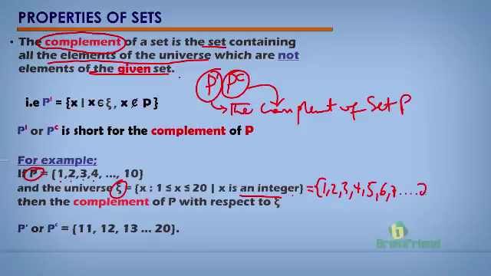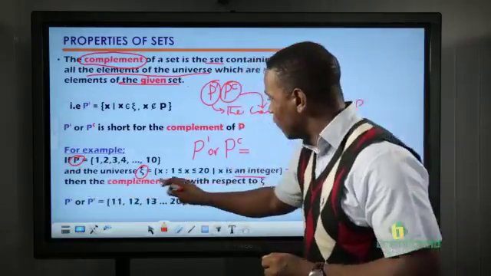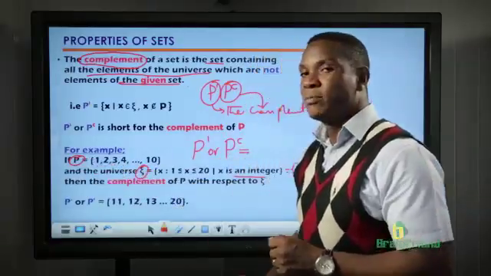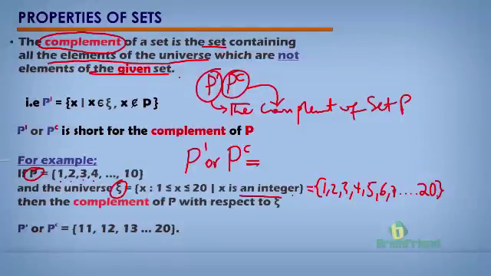7, up onto 20. The complement, therefore, of our set P, which is P prime or P to the power of small letter c, is the number of elements that are in the universe, which we've listed as 1, 2, 3, up onto 20, less the number of elements that are in our given set P. That is, again, the elements that are in our universal set, which we've already listed as 1, 2, 3, and count up onto 20, that are not in our given set P.